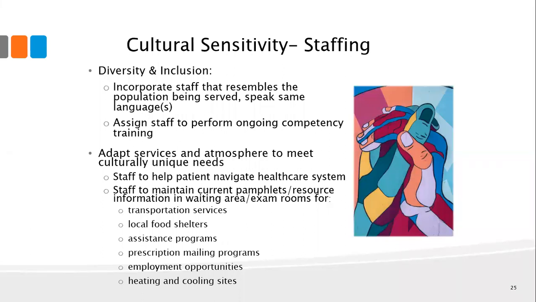So it is best if you could have a staff member that can help the patient navigate the healthcare system, even if you're short-staffed or you might not have a social worker or a caseworker. Having just a person in mind that you can say, help this family by scheduling their specialist visits or their imaging visits, that would be helpful. Also, if you can maintain current pamphlets and resources in the waiting area or in the exam rooms for transportation services or assistance programs, employment opportunities, or even having a cooling site pamphlet also.